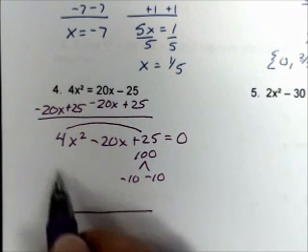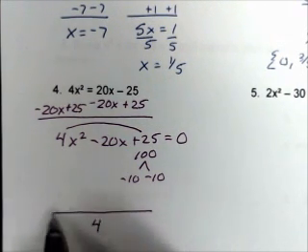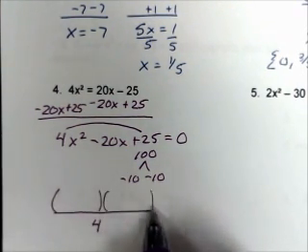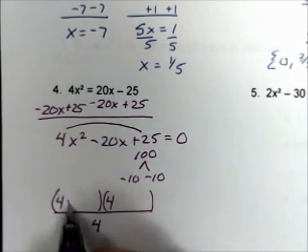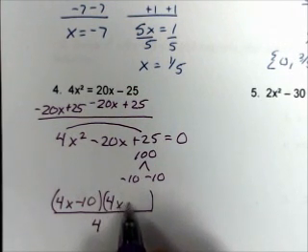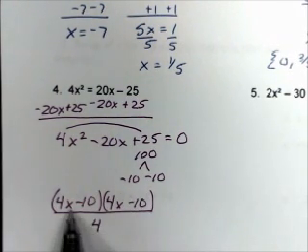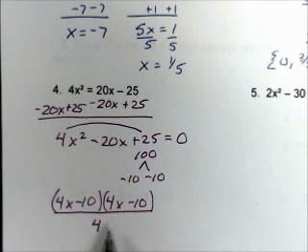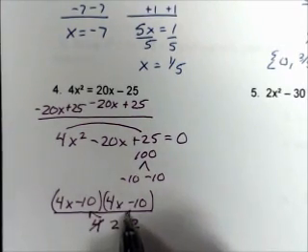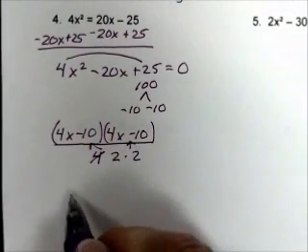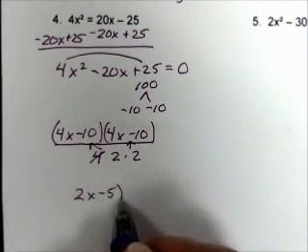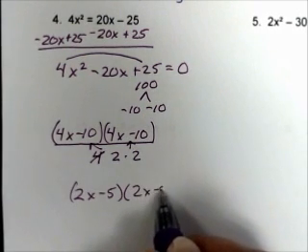Draw a fraction bar. The lead coefficient 4 goes in the denominator and starts off both our binomials of the numerator. 4x minus 10, 4x minus 10. 4 doesn't divide into either parenthesis evenly, so we break 4 down into 2 times 2 and then divide each by 2, resulting in 2x minus 5 times 2x minus 5.